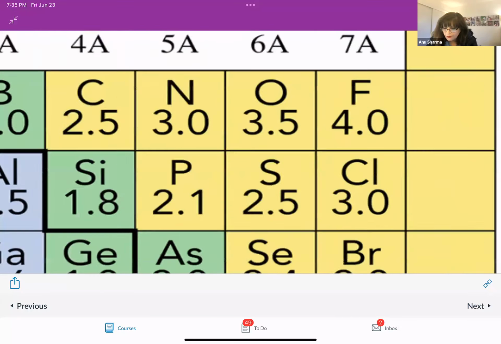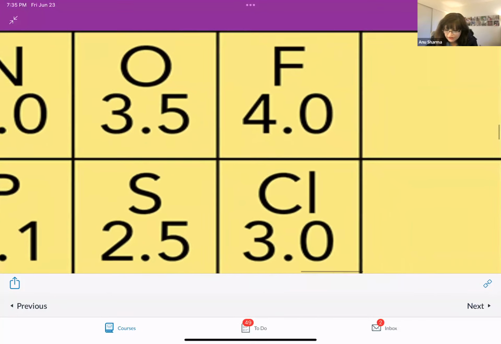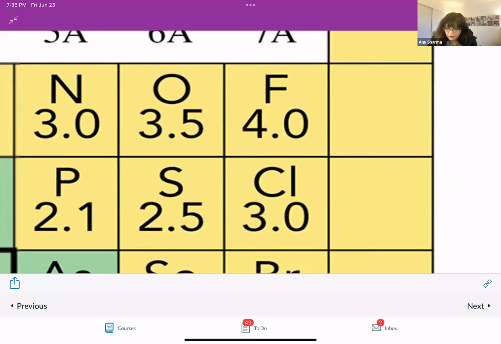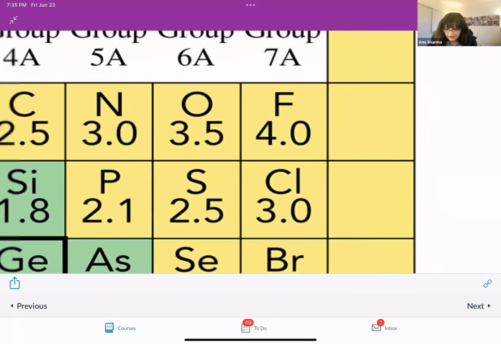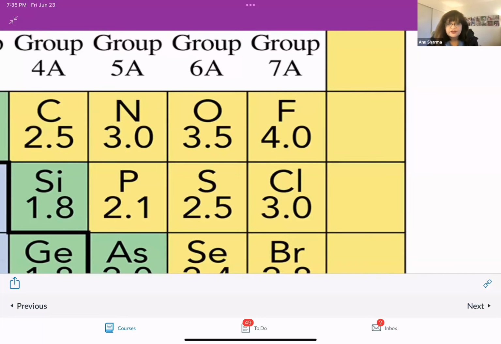Fluorine has 4.0, and 4.0 is the maximum. All these numbers are on the Linus Pauling scale. So 4 is the maximum, but chlorine and oxygen are also pretty close, so they are also very electronegative. But as you move from left to right, the electronegativity values are increasing. So you see carbon is less electronegative than nitrogen, nitrogen less electronegative than oxygen, oxygen less electronegative than fluorine.